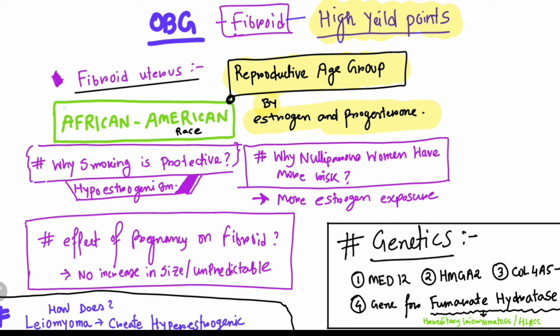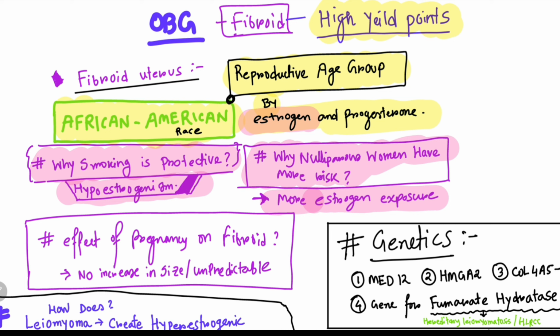The fibroid uterus is mostly seen in African American races. Some interesting facts about the fibroid uterus are: smoking is actually protective for fibroid uterus, and this is because smoking can cause hypoestrogenism, and as we know, fibroids are influenced by estrogen. The second interesting point is that nulliparous women have more risk of getting fibroid uterus, and the reason here again is more estrogen exposure.